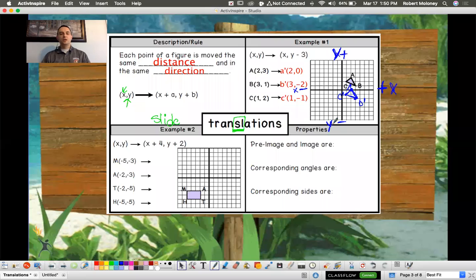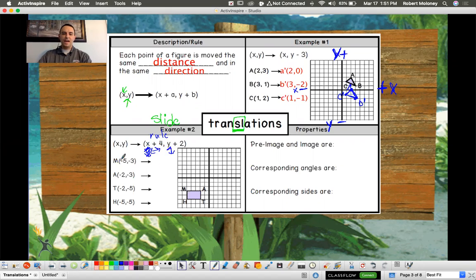Okay. All right. So now down on this next example, we have a compound rule. So the rule changes it twice. So instead of just changing one of the two coordinates, we change them both. So that means it's going to move up and over, because this is going to be our left to right direction, and this is going to be our up and down direction.